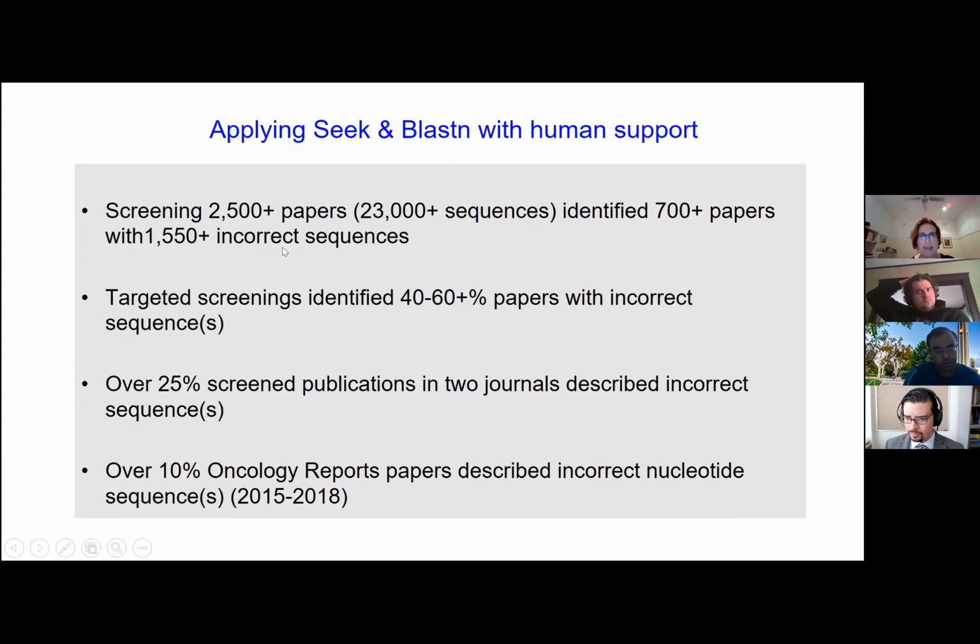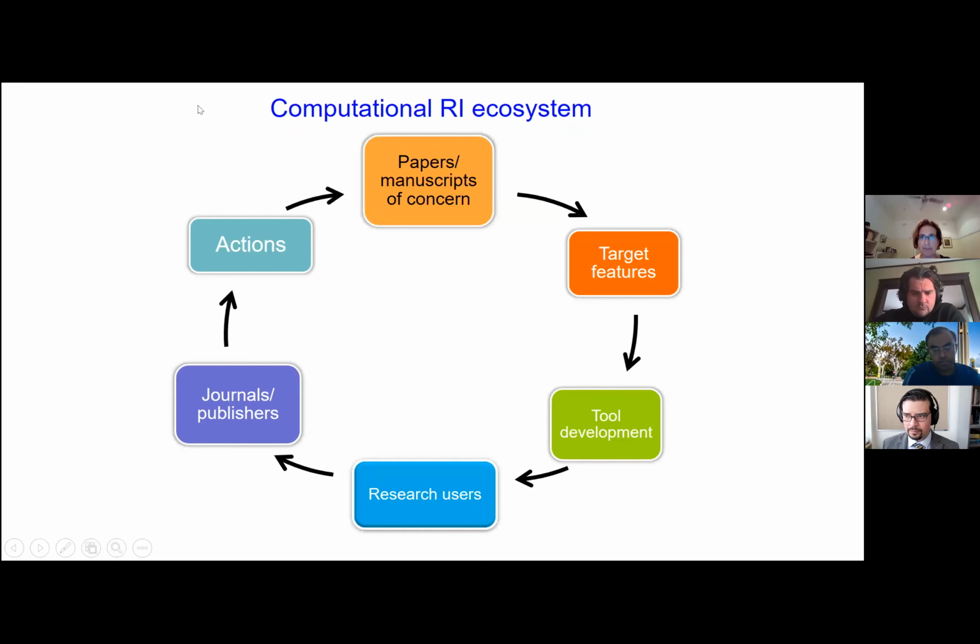Again, just to really quickly recap some results that I showed, I can't remember which day it was, sorry. We screened over 2,500 papers, identified 700 or more with more than 1,500 incorrect sequences, and in targeted screenings, we have very high rates of papers with incorrect sequences. But in terms of just screening human publications from different journals, we found over 25% of the papers that we screened contained at least one wrongly identified sequence. And this mapped back in the case of one journal to over 10% of all original papers published in these years with an incorrect sequence.